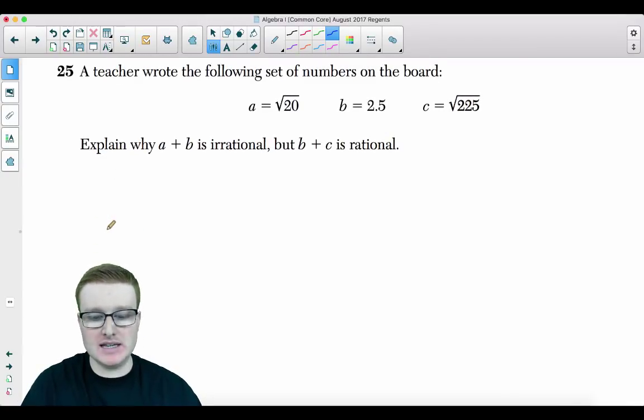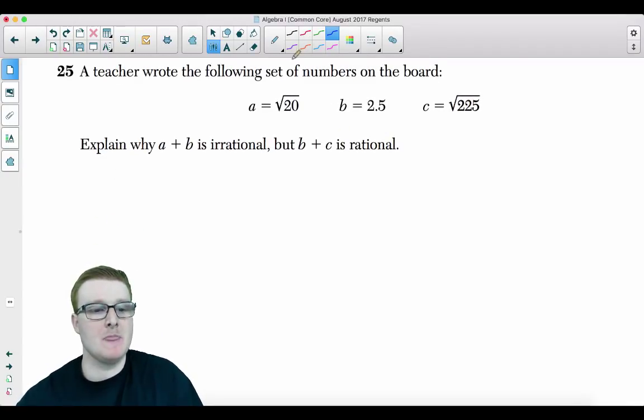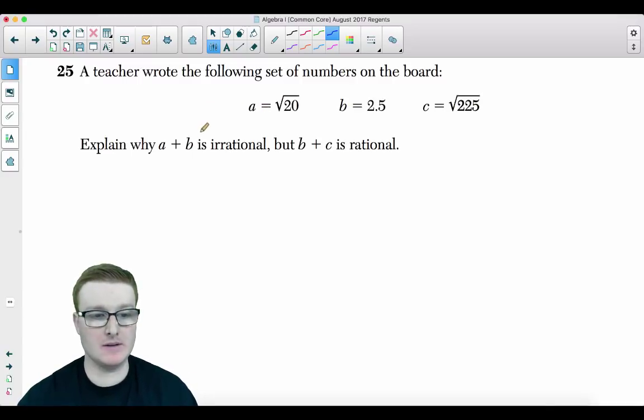Here we go, number 25. Start off with a fairly easy question dealing with a whole bunch of numbers. A teacher wrote the following set of numbers on the board. Explain why a plus b is irrational, but b plus c is rational.